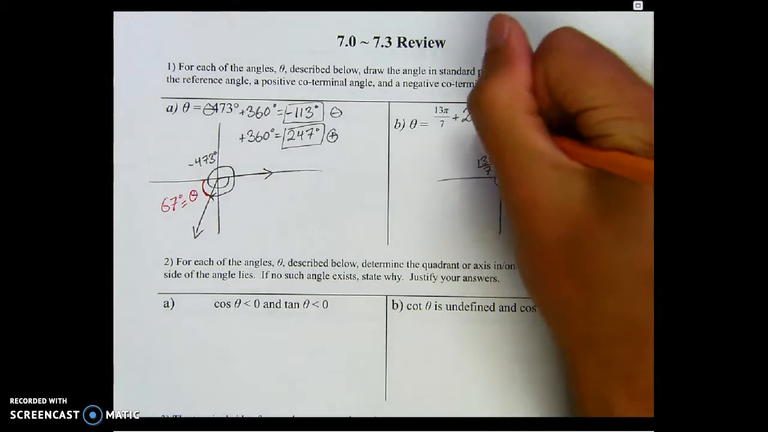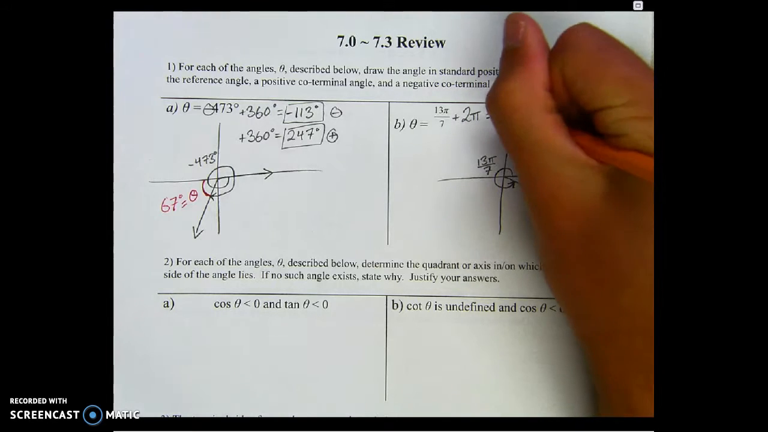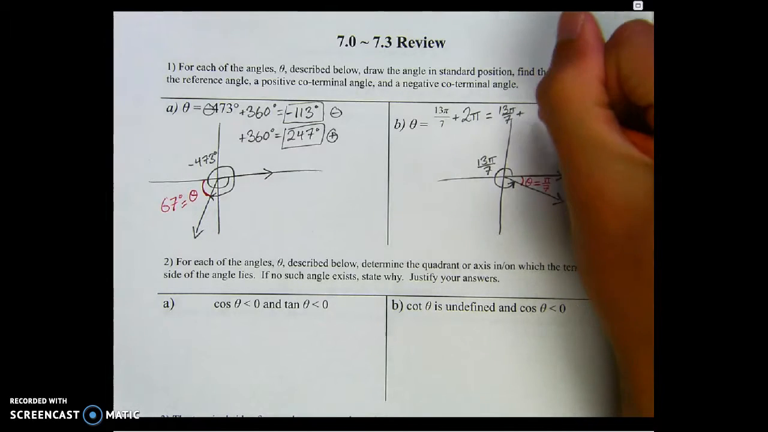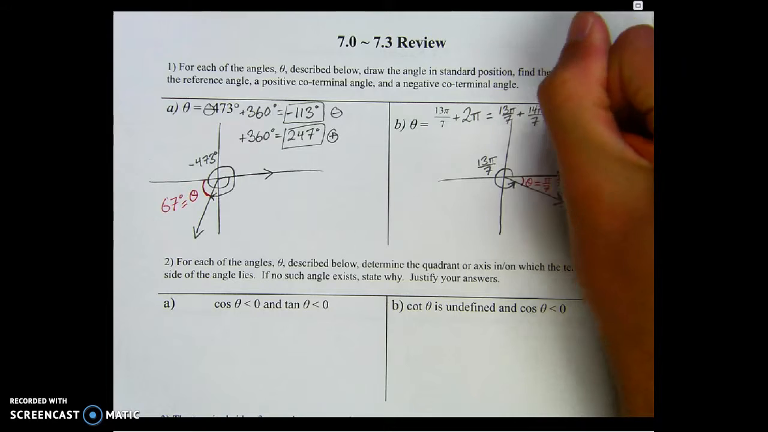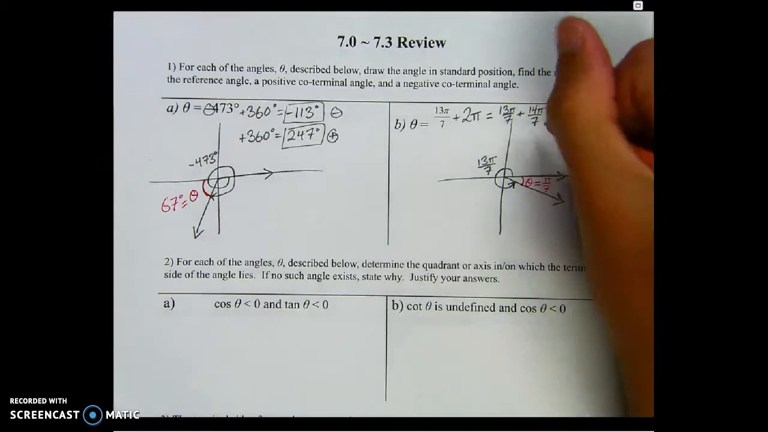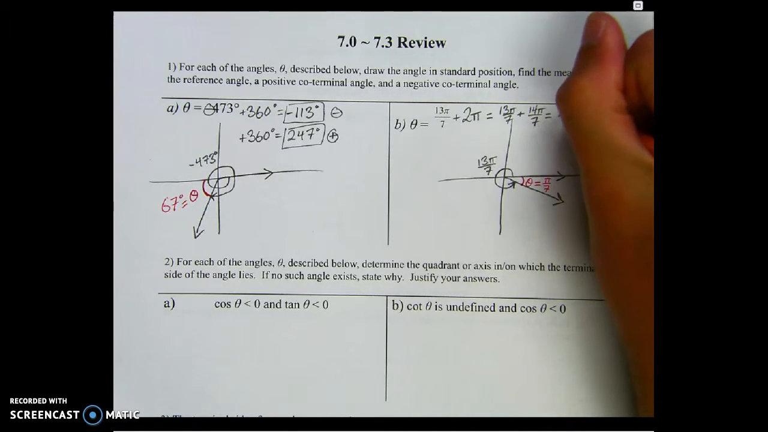angle in this case. But how do we add 2 pi to 13 pi over 7? Well, that's the same as taking 13 pi over 7 and adding 2 pi, which in terms of sevenths is going to be 14 pi over 7, right? So 13 pi over 7 plus 14 pi over 7 is going to equal 27 pi over 7.